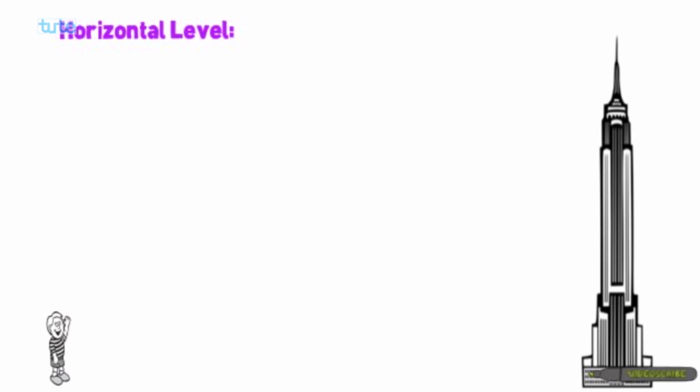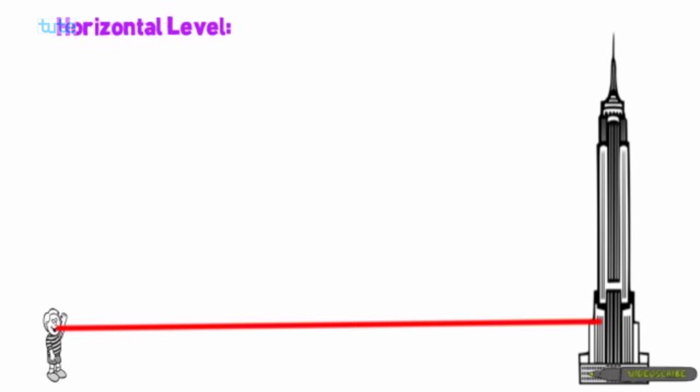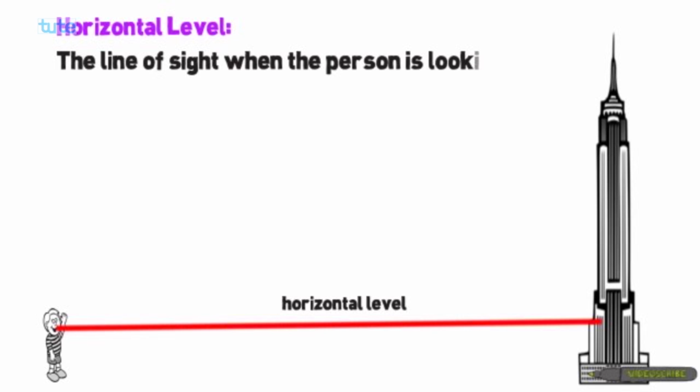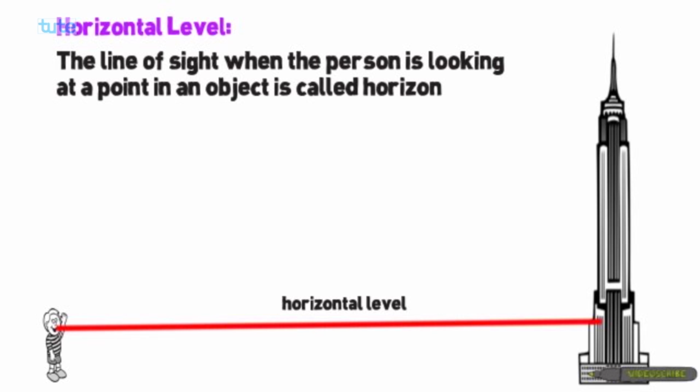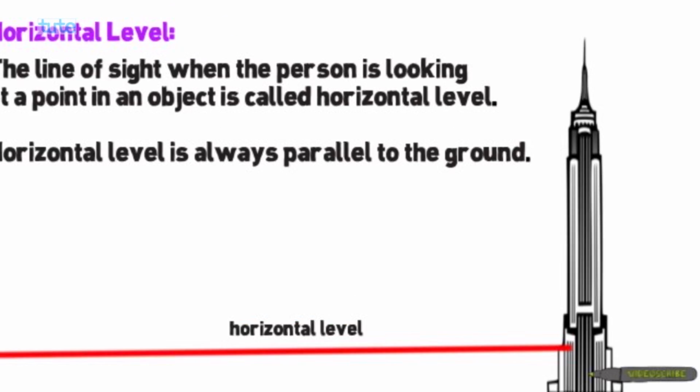Let's see what do you mean by horizontal level. A boy is standing on a ground at a certain distance from a tower. That boy is watching exactly straight to a certain point on the tower. That imaginary line is called as horizontal level. So horizontal level is the line of sight when the person is looking at a point in an object. That line is called horizontal level. Horizontal level is always parallel to the ground.